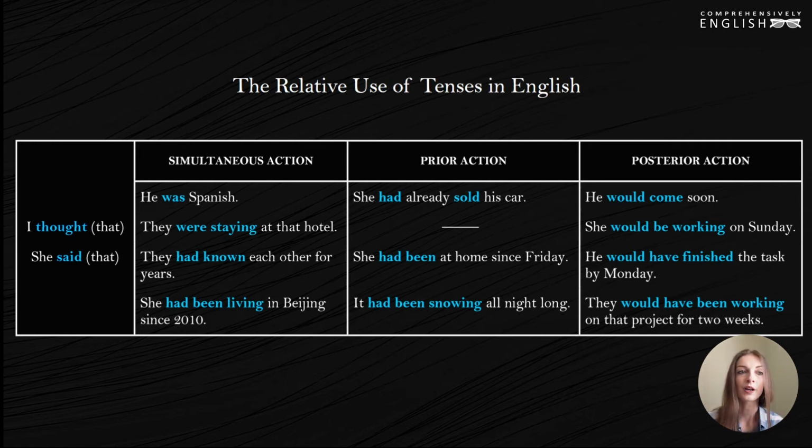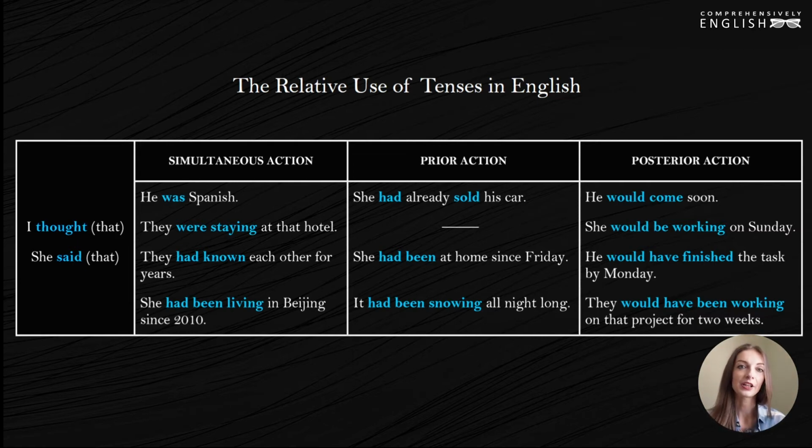And if we want to speak about an action that is posterior, or that happens after the action in the main clause, we will have to use future in the past. That's the third scenario. For example, she said he would come soon. She said she would be working on Sunday. She said he would have finished the task by Monday. She said they would have been working on that project for 2 weeks.